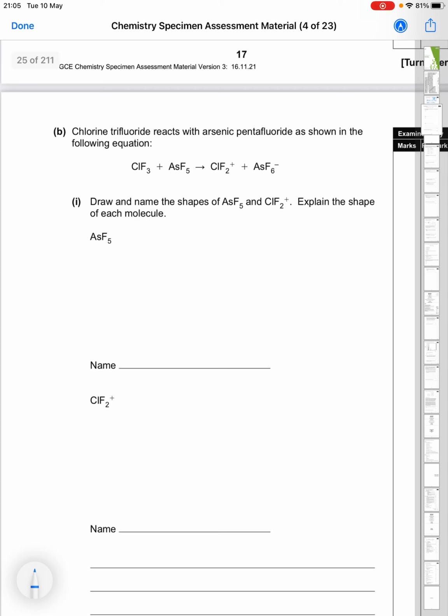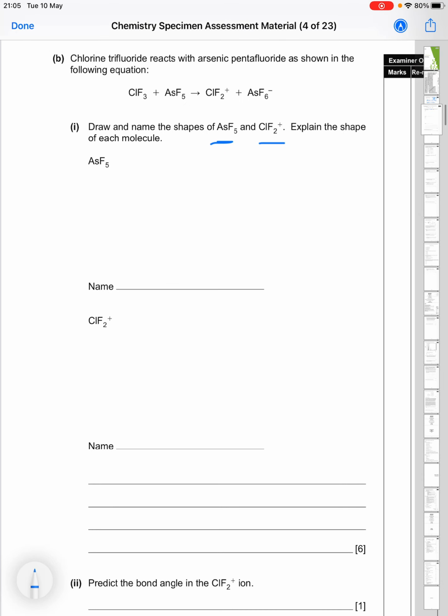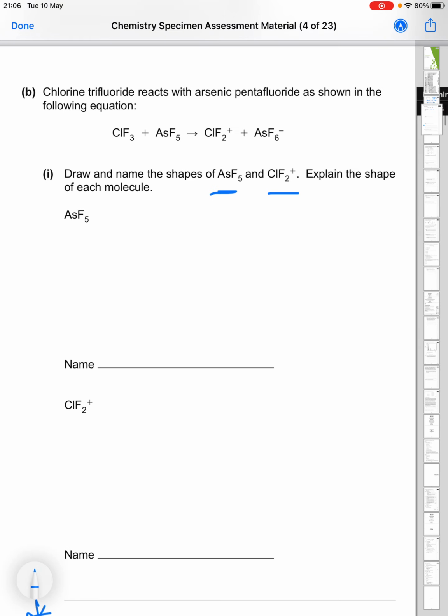Okay, it reacts with arsenic pentafluoride, another thing you've never heard of, as shown in the following equation. Draw and name the shapes of AsF5, this arsenic pentafluoride, and then the ClF2+, and explain the shape of each molecule. So you see here there's space to draw it, to name it, and then down here there's space to explain, and 6 marks, probably 1 mark for each structure or shape, 1 mark for each name of the shape, and then 1 mark for each explanation.